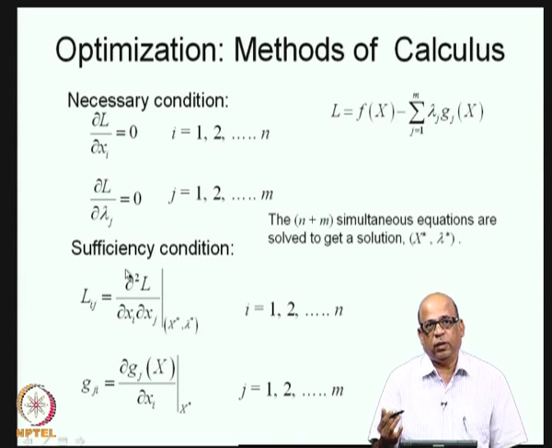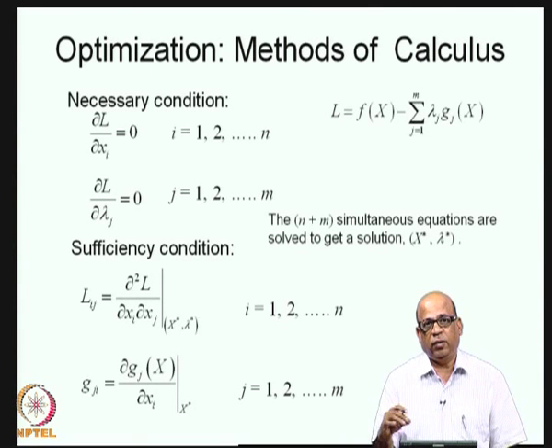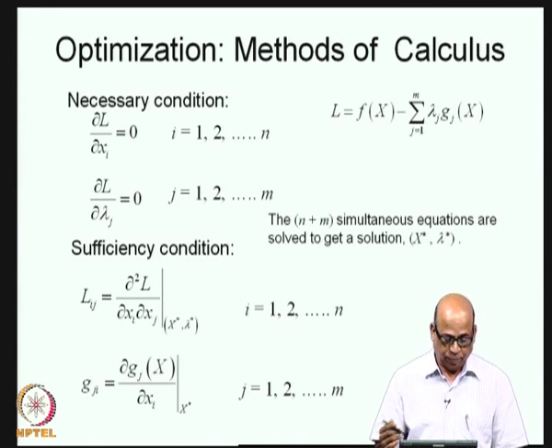Then we go to the sufficiency condition. For the sufficiency condition, we consider the second order derivatives of the Lagrange function L and the first order derivatives of the constraint functions g j of x is equal to 0. So, we look at the first order derivatives of the constraints and the second order derivatives of the Lagrange function. So, we define L i j is equal to d square L by d x i d x j, which is the second order derivative of the Lagrange function with respect to the variables x i and x j.